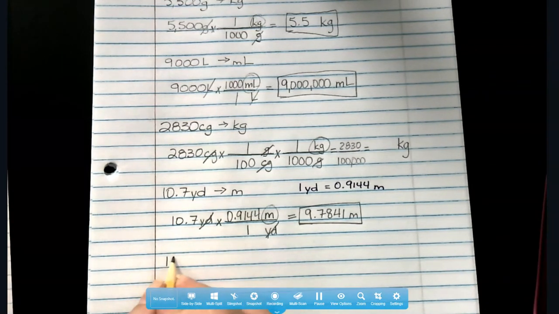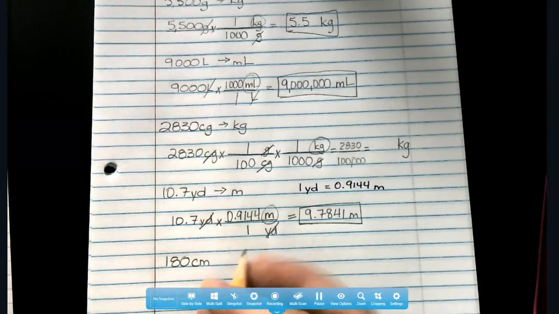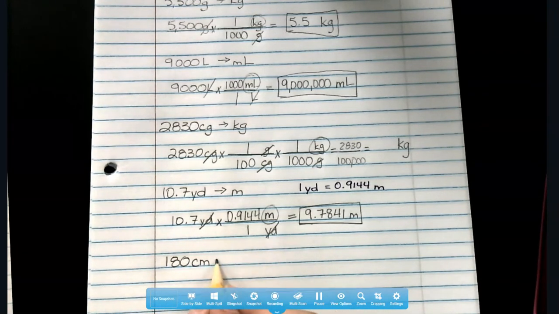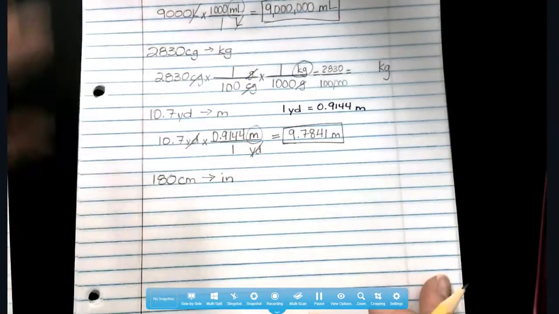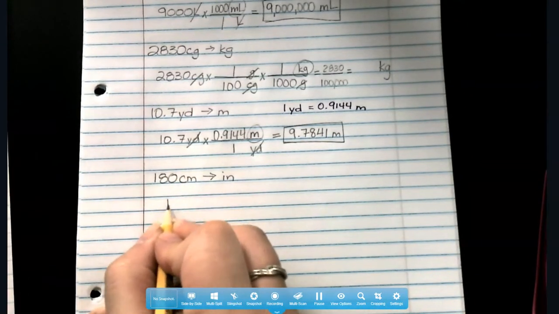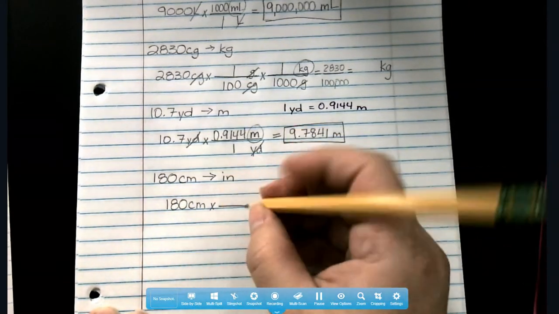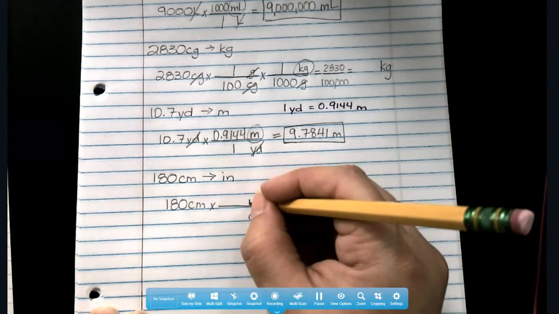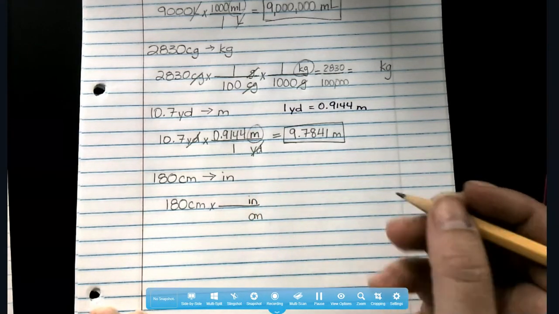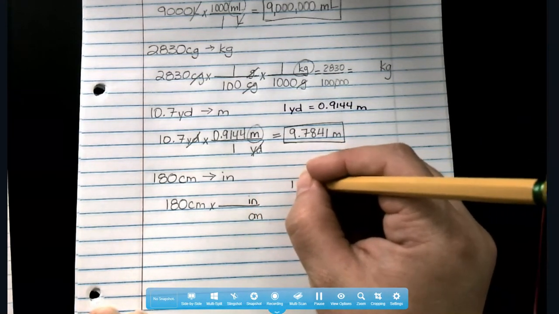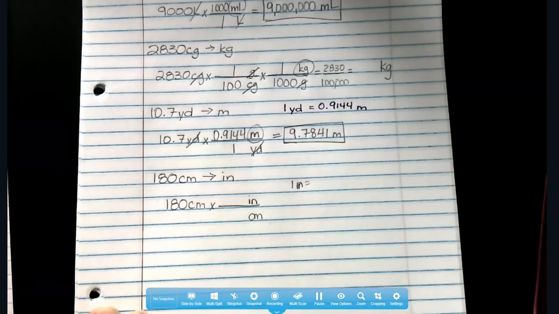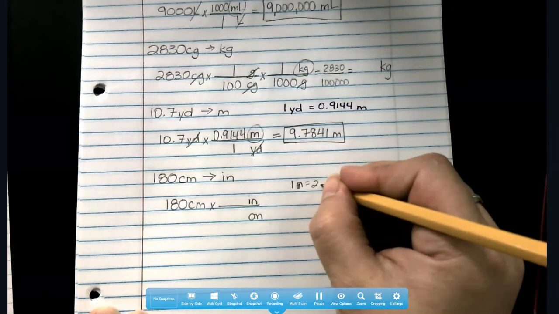A lot of times when you go to the doctor, they measure you in centimeters and you want to know how many inches that is. We're going to set this problem up the exact same way that we've been doing. 180 centimeters times centimeters on bottom, so it'll cancel, inches on top. That conversion factor that we looked up, 1 inch is equal to 2.54 centimeters.